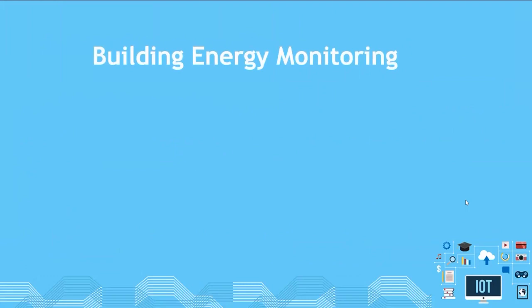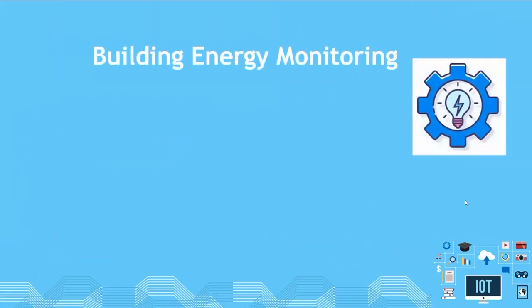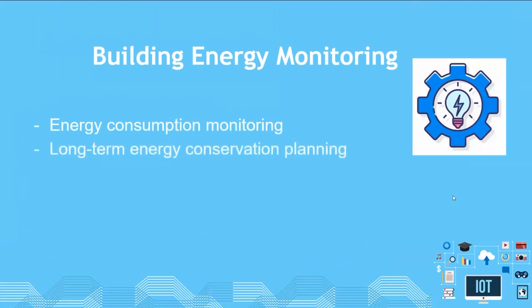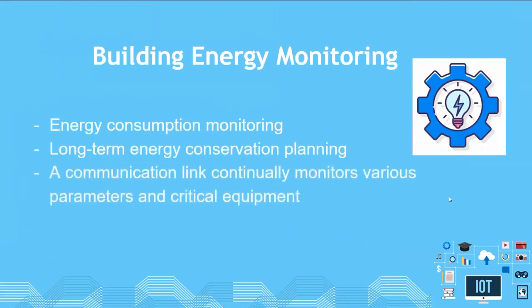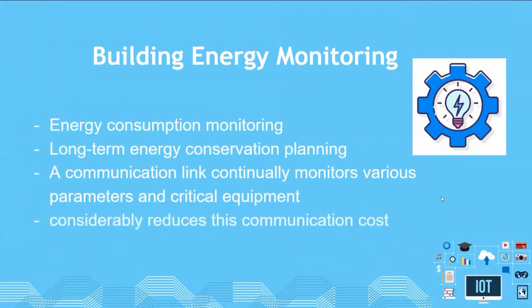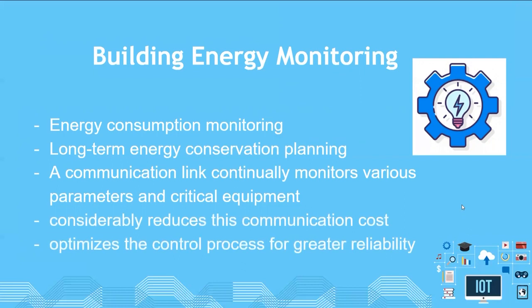Building energy monitoring through ZigBee technology. It is used in energy consumption monitoring as a long-term energy conservation planner. A communication link continually monitors various parameters and critical equipment for energy maintenance. And also, it is used to reduce the communication cost involved. Optimizes the control process for greater reliability.